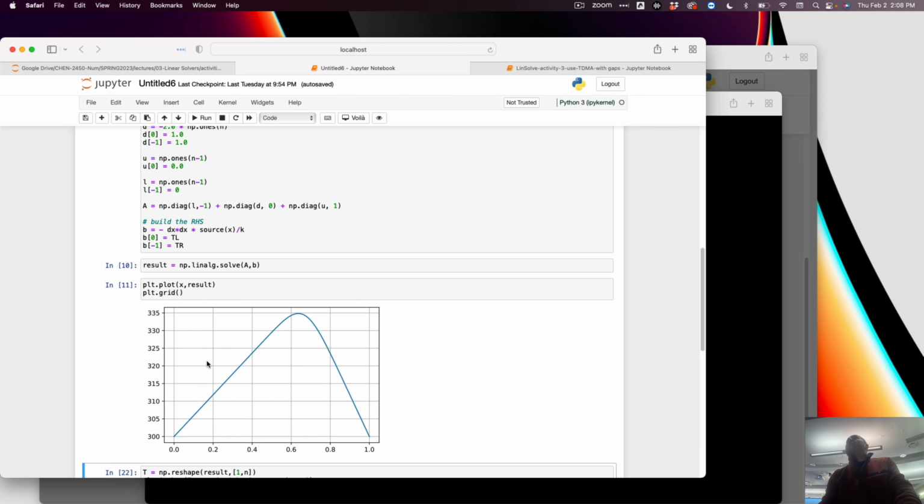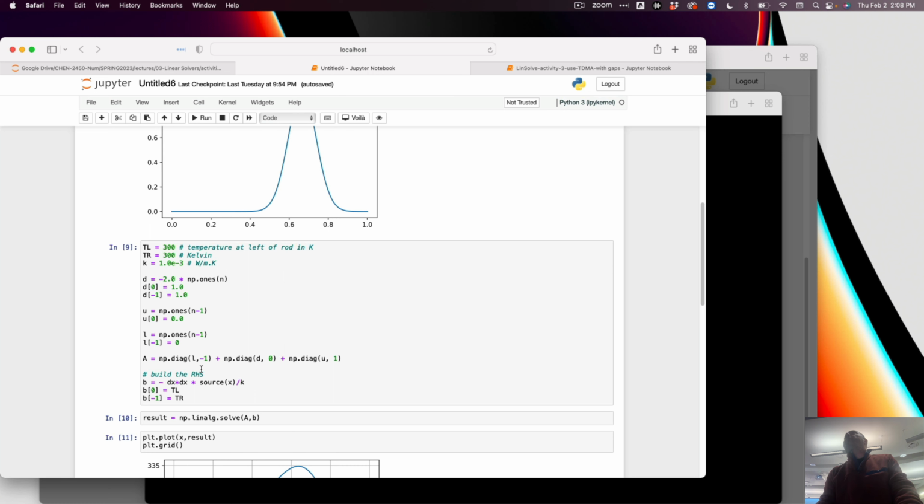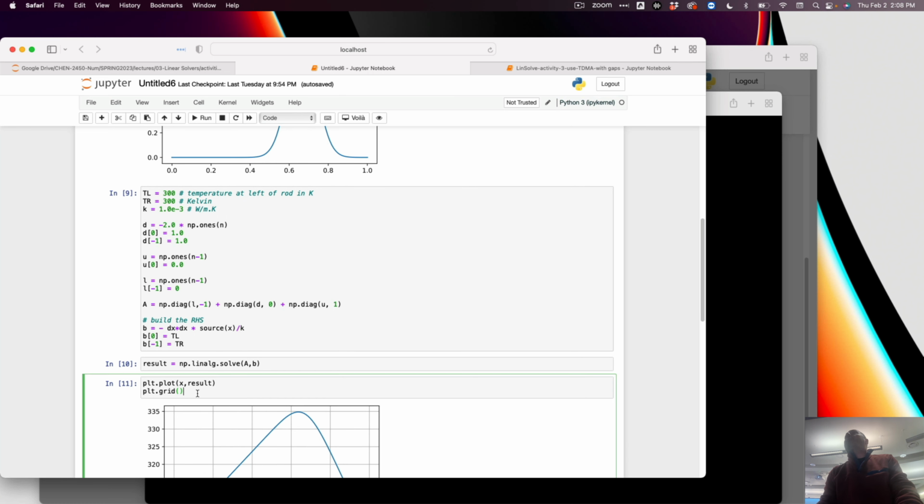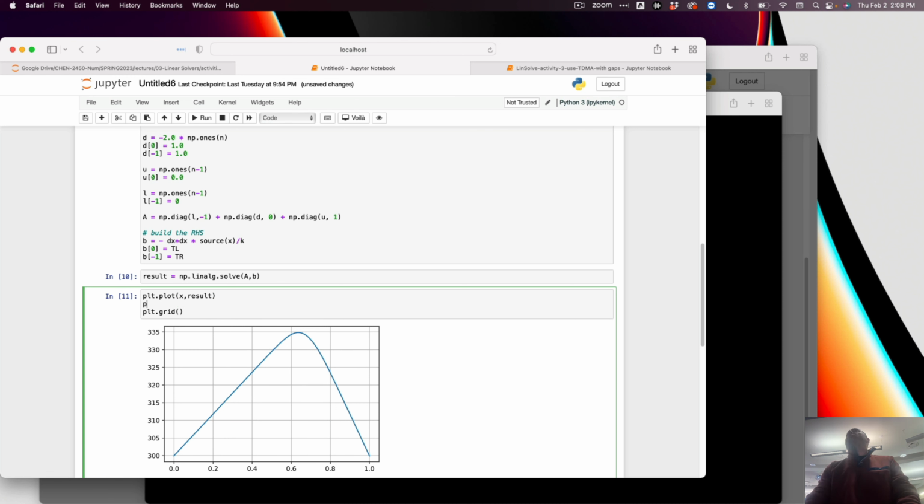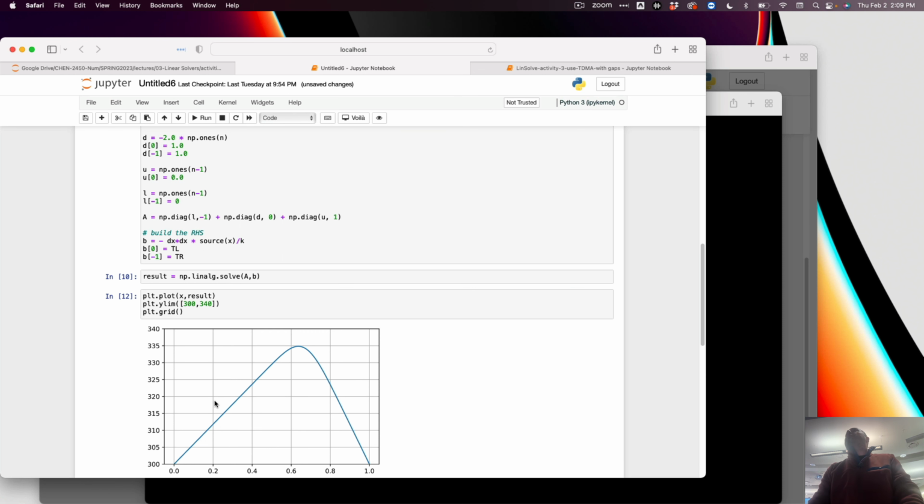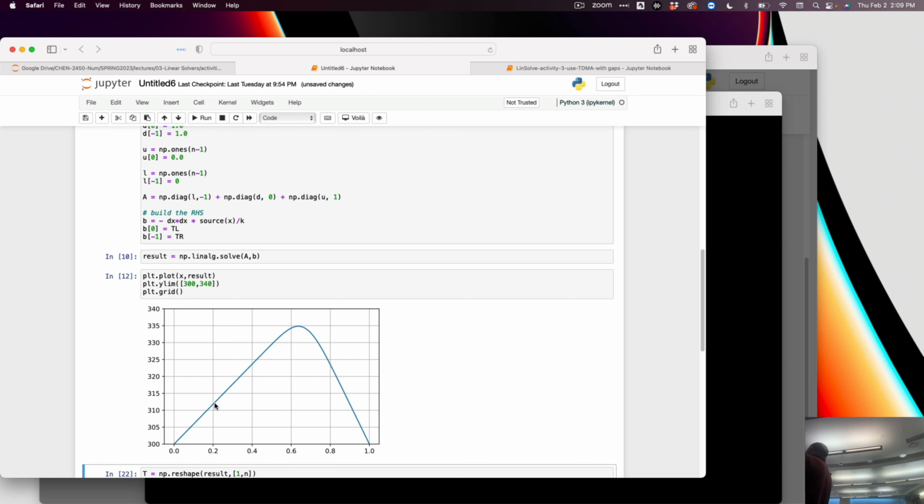Okay? So now remember this scale over here from 300 to 335. I'm going to go ahead and actually fix the y limit. And you can do that with plt.ylim. And I'm going to do from 300 to 340. Okay? So that fixes the y-axis. So now any change in temperature, we're going to see the change, and we're going to keep that fixed. So that's our relative reference.